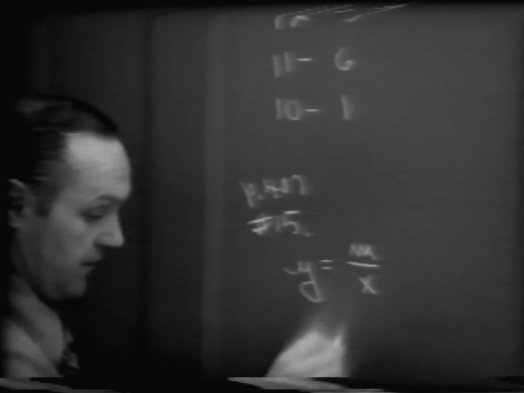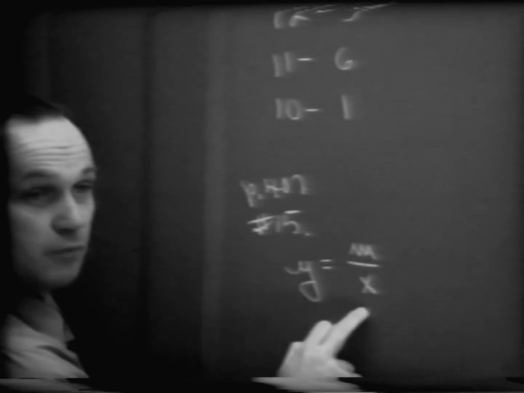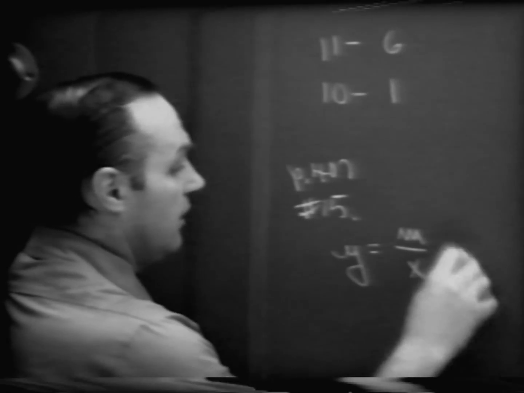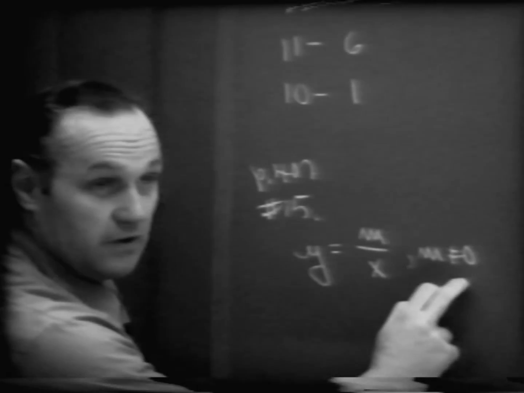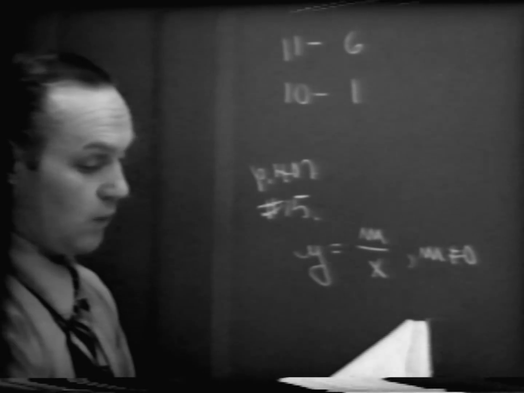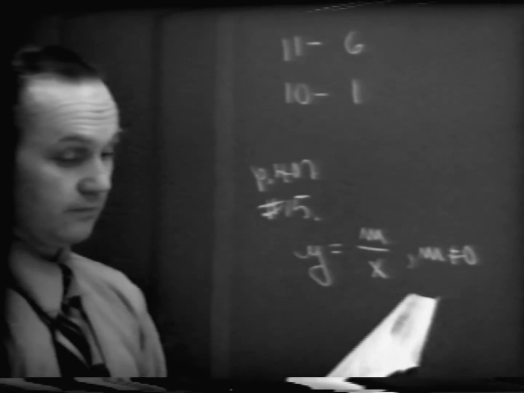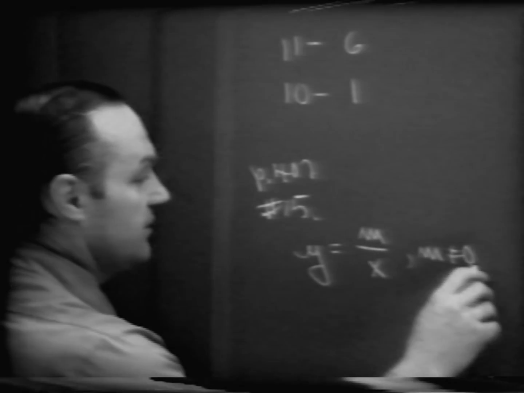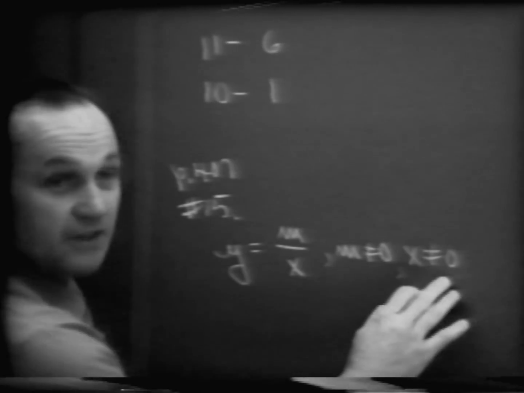Brenda? Y equals m over x. Alright, y is equal to m over x, is that right? Y is inversely proportional to x. Of course, the number m cannot be 0, is that right? Now, how does y change? And of course, also in this case, x cannot be equal to 0, is that right?